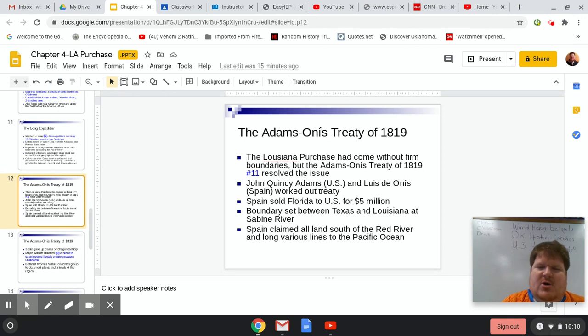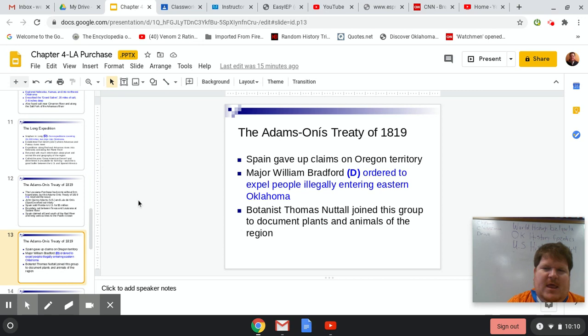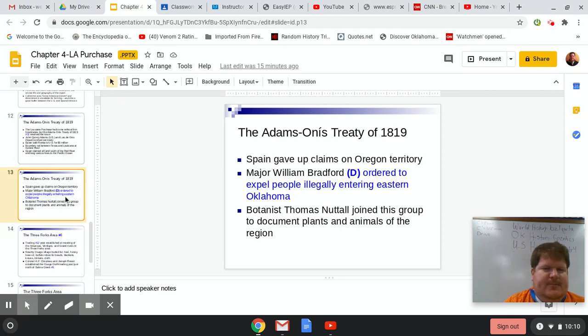And then Spain claimed all the lands south of the Red River and along the various lines of the Pacific Ocean. Your definition for Major William Bradford is right here. Spain gave up claims to the Oregon Territory as well. We see Major William Bradford was ordered to expel people illegally entering eastern Oklahoma. Thomas Nuttall joined the group to document plants and animals of the region. We see he was impressed with a lot of what he found in this land.